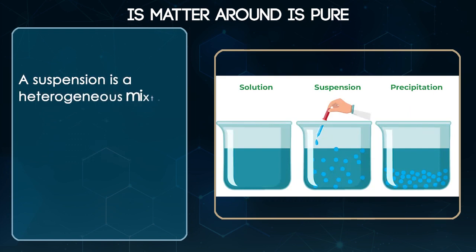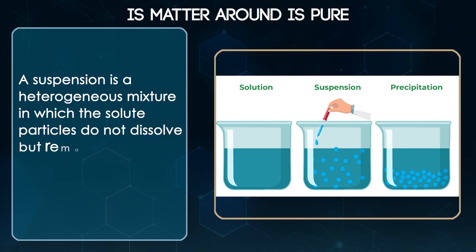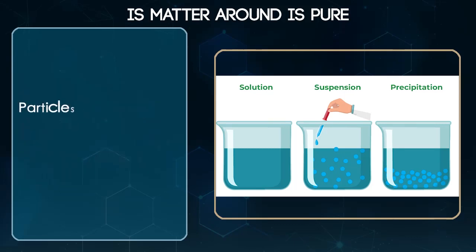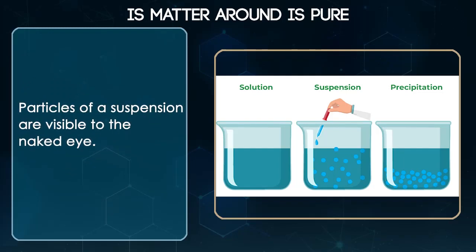A suspension is a heterogeneous mixture in which the solute particles do not dissolve but remain suspended throughout the bulk of the medium. Particles of a suspension are visible to the naked eye.